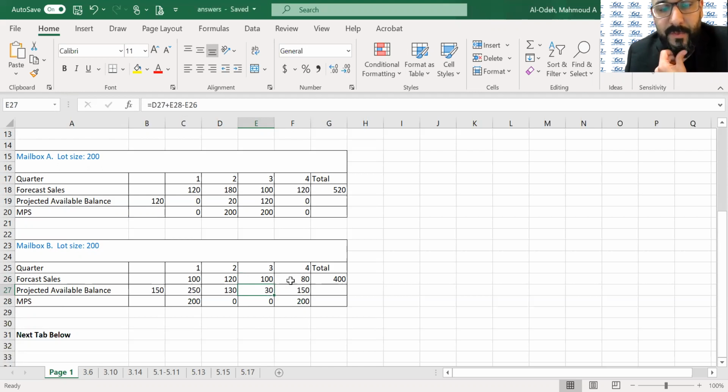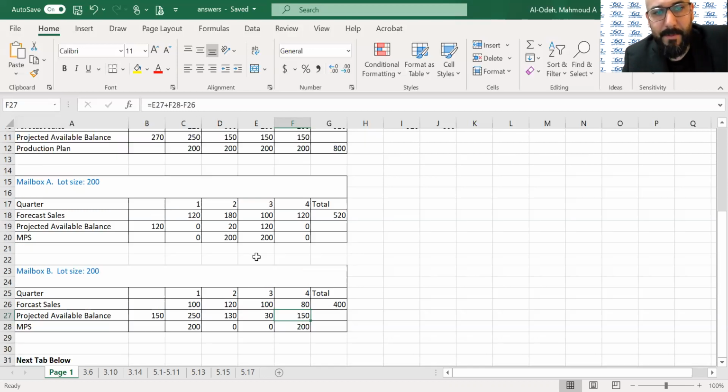30 is not enough to provide the demand for the customer. So what you need to do is issue an MPS with 200 units, and then that will make the available 230. Send 80 to the customer. That would leave you with 150 units available by the end of period 4. With that, you will see that you have accomplished the goal. This is the goal set up at the beginning, which is you need to reduce the ending balance by 150. And this is what you did here basically. You reduced the inventory to 150 by the end of the year.